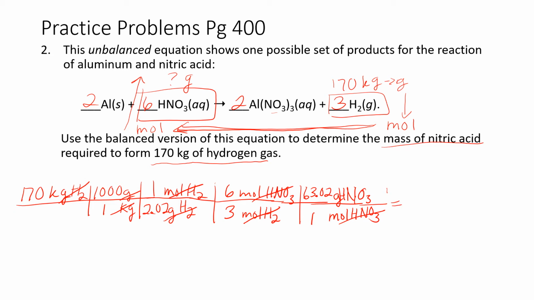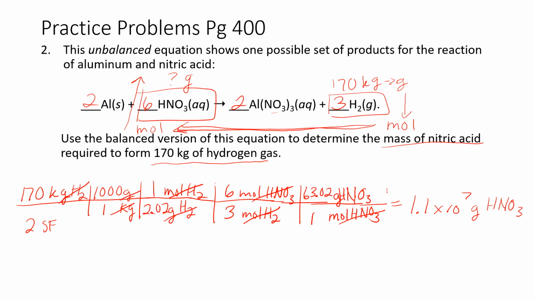So now we do our math. I'm going to do 170 times 1,000 times 6 times 63.02 divided by 2.02 divided by 3. This is quite a large number because we did have to multiply by that 1,000. So I'm going to put it in scientific notation. We've got 2 significant figures in our given because that 0 doesn't count. So my answer would be 1.1 times 10 to the 7th. Again, make sure you're practicing this calculation in your calculator to make sure that you're putting it in correctly. That's a way of checking yourself.